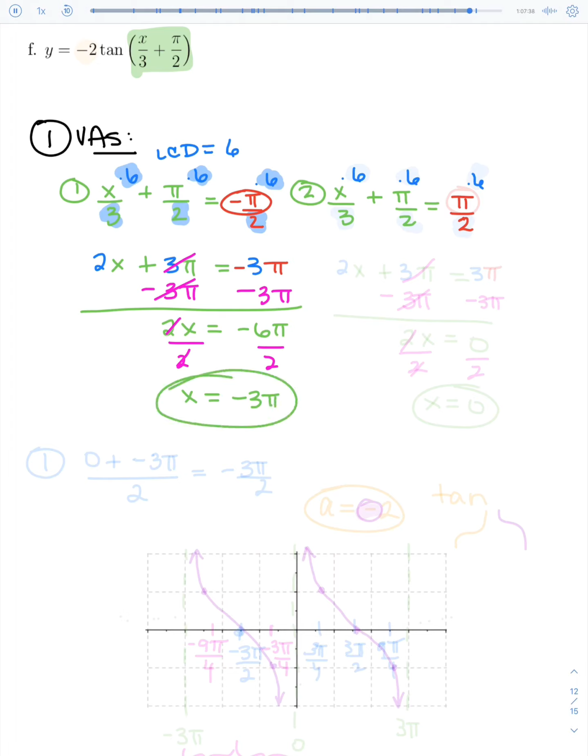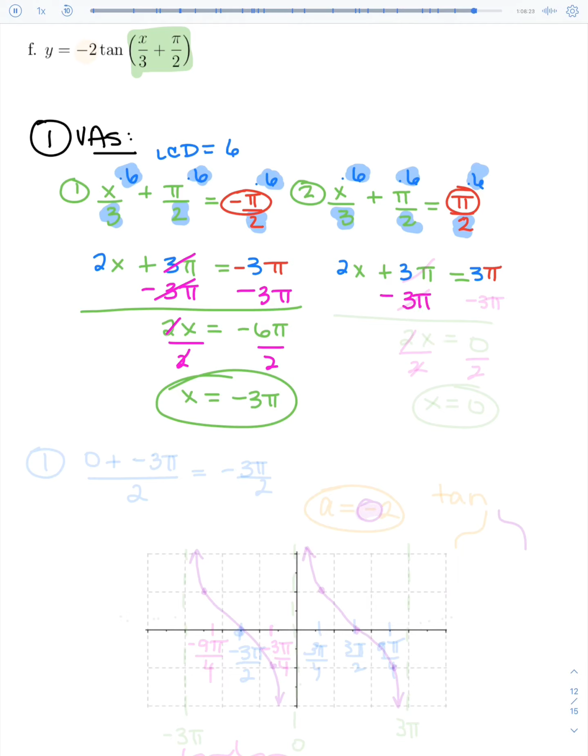Now I still need to figure out what my second asymptote is going to be for my tangent graph, and I've got 6 over 3, because again I multiplied everything by 6 to get rid of the fractions. Well, 6 divided by 3 is going to give me a 2 in front of my x. Plus, the next one, 6 divided by 2 is going to give me a 3 in front of my pi. Equals, on this next one, we've got a 6 divided by 2, which is a 3 in front of my pi on the right-hand side. So let's solve this normally, just like we did the last one.